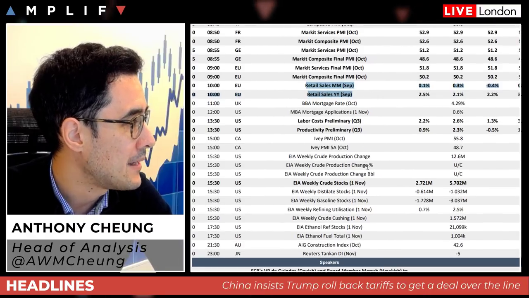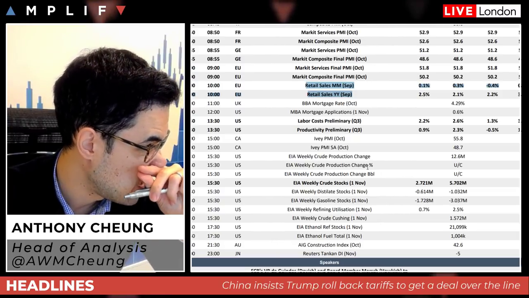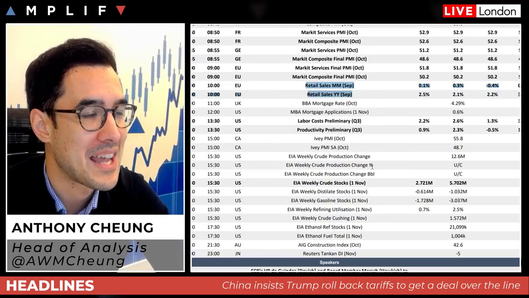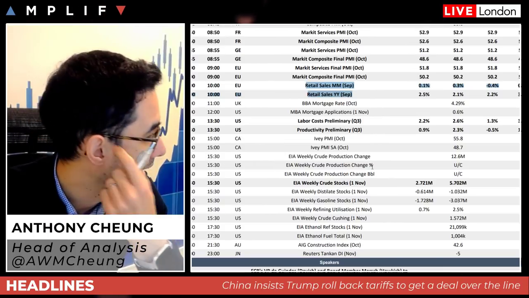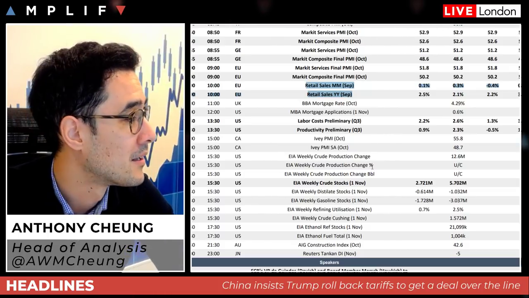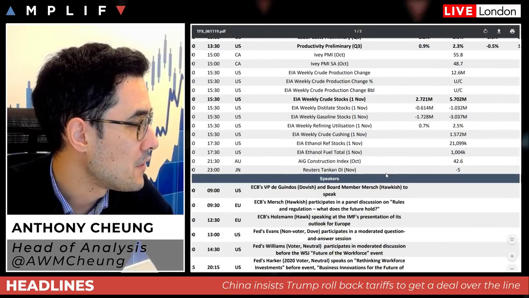Pretty light actually. Labor costs, productivity numbers coming out for Q3 in the US, and then you've got the oil inventory numbers. So what I'll do is I'll post the APIs from last night into the chat, and then while Sam's going over the oil chart, he can bring you up to speed with what the numbers were from last night. Speakers, quite a few to look out for.